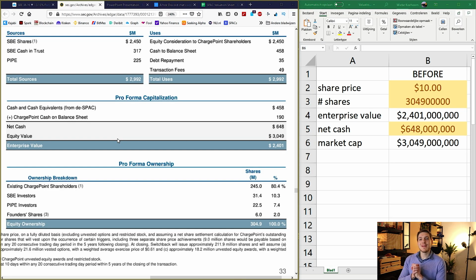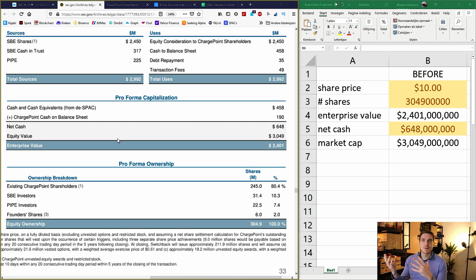Step 2 is going to be to determine the pro forma equity value. Pro forma equity value, what does that mean? Well, first of all, what does equity value mean? Equity value basically means the same thing as market cap. You might know the word market cap. This is the amount of outstanding shares multiplied by the price per share.